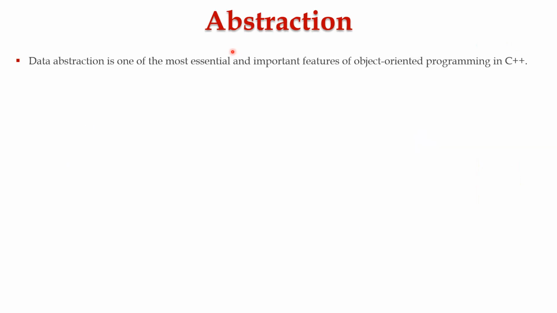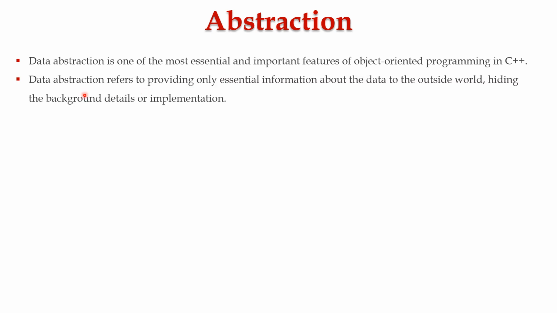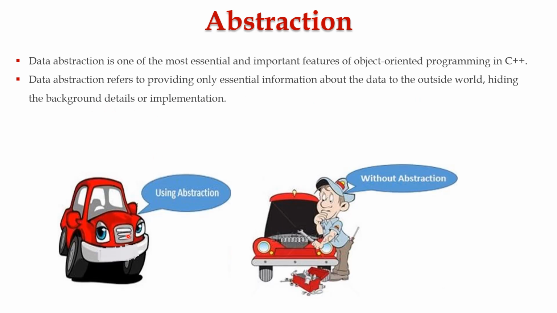Next, abstraction. Abstraction is one of the most essential and important features of object-oriented programming. Data abstraction refers to providing only essential information about the data to the outside world and hiding the background details or implementation. The picture represents the analogy of abstraction.